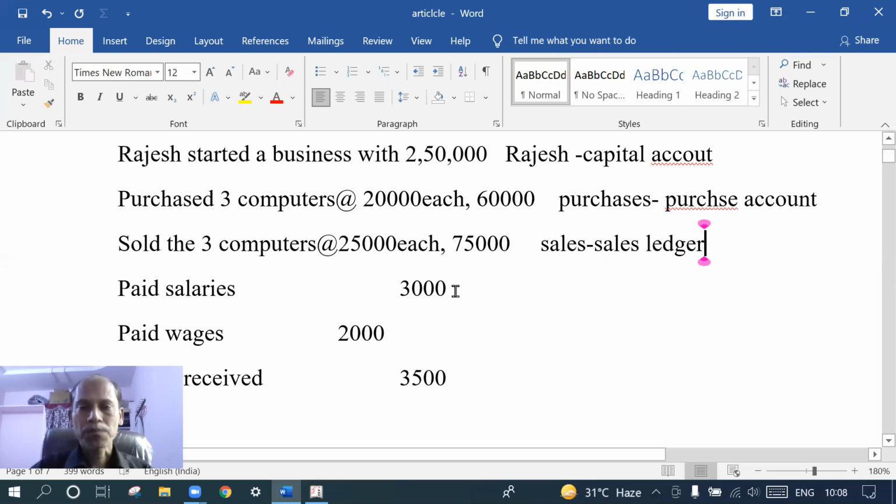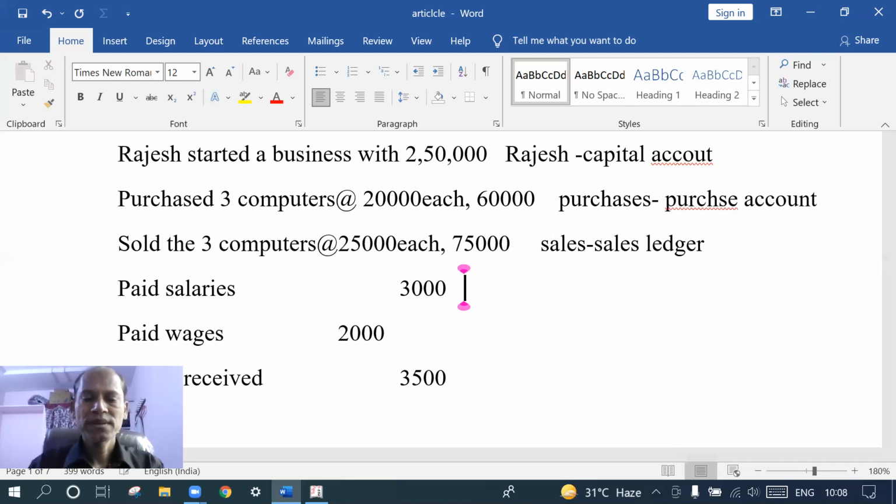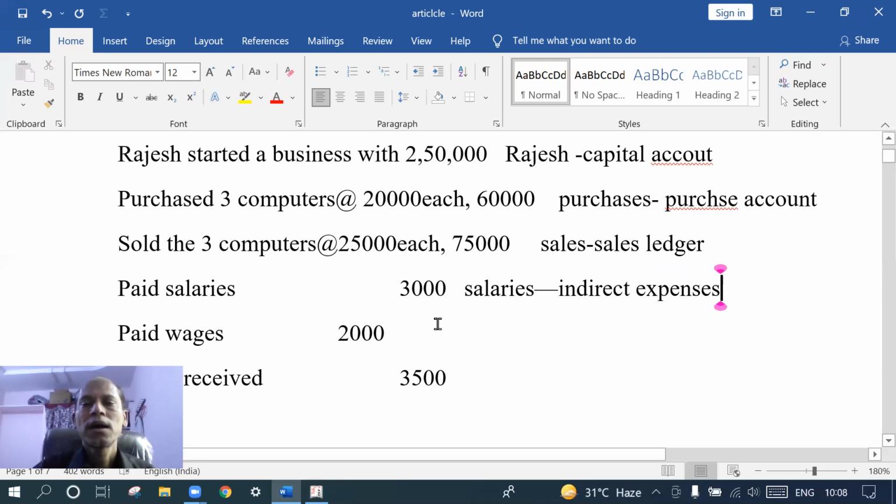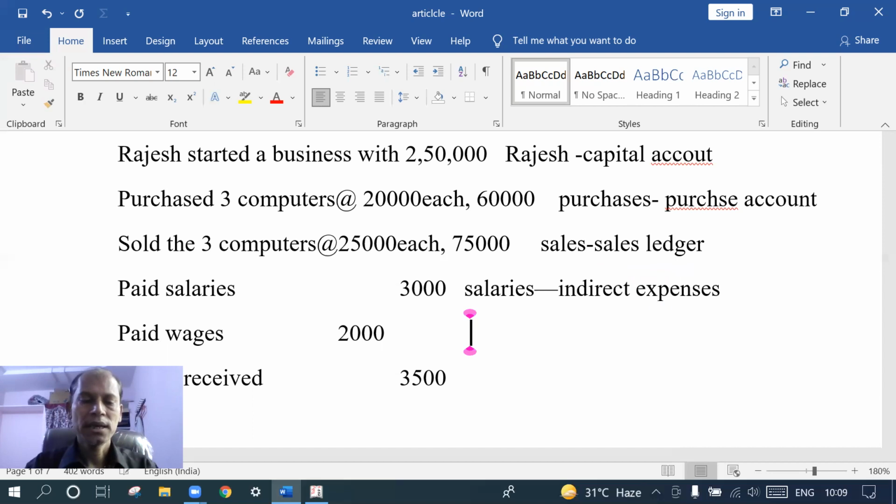And salaries under indirect expenses, and wages also indirect expenses.